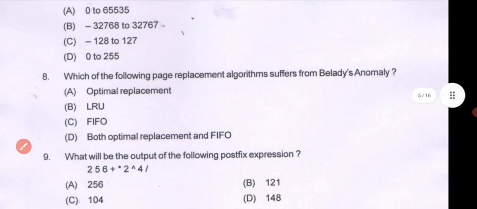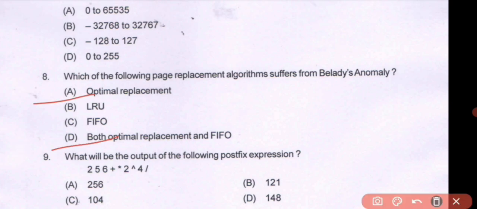Question number 8. Which of the following page replacement algorithms suffers from Belady's anomaly? The correct answer is option D, both optimal replacement and first in first out.